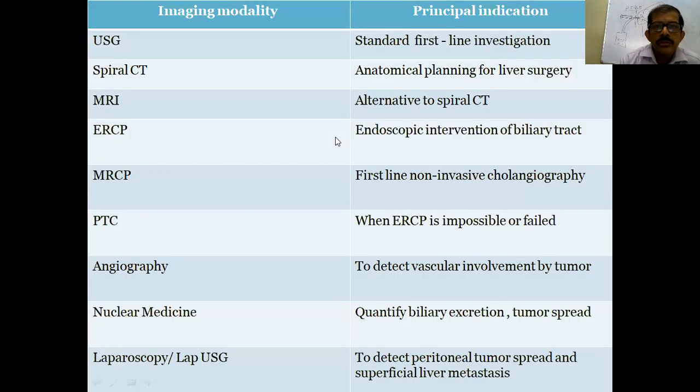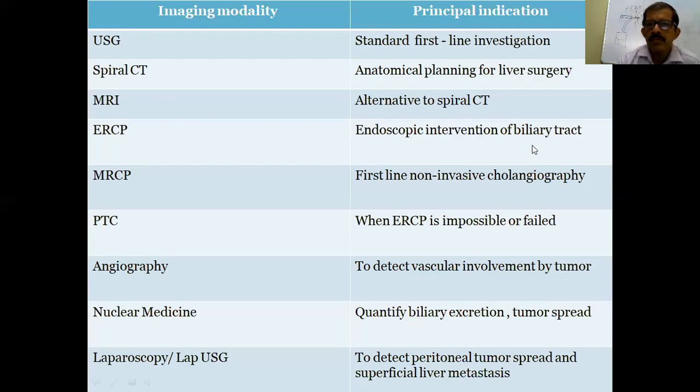Okay. So now coming to the modality and the indications. Ultrasound is the standard first line investigation. Without that, you cannot proceed. And as I told you, it is a prerequisite for PTC. CT, before you do any surgery on the liver, you need a CT scan. MRI is an alternative to CT, and when the patient is allergic to certain dyes, then you can do MRI.